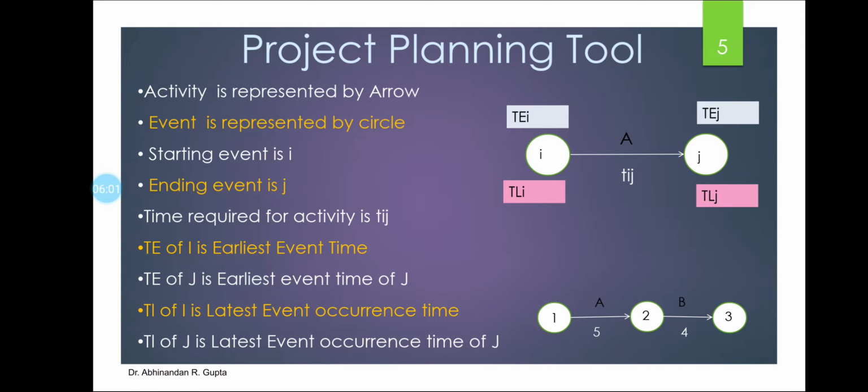Always the name of the activity is kept over the arrow, and the duration for that activity, that means from I to J, is written below the arrow, which is also known as TIJ.